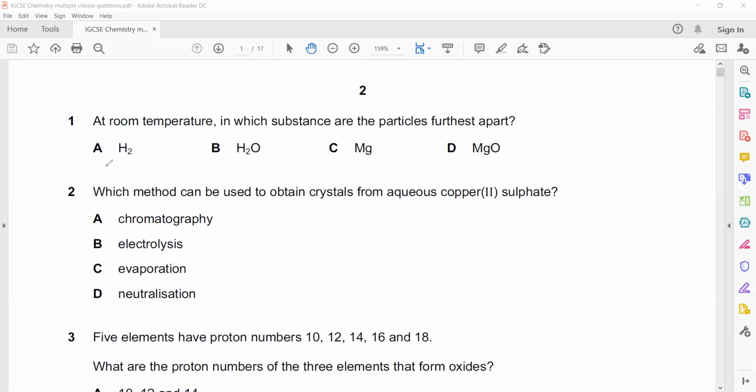So you have to identify the state. Hydrogen is a gas, water is a liquid, magnesium a metal solid, magnesium oxide an ionic compound solid. So in which substance are the molecules further apart? In gases, they are far apart from each other. So A is the right answer.